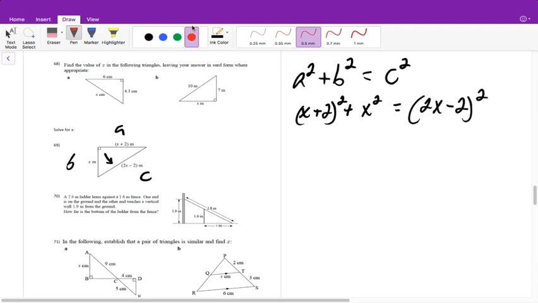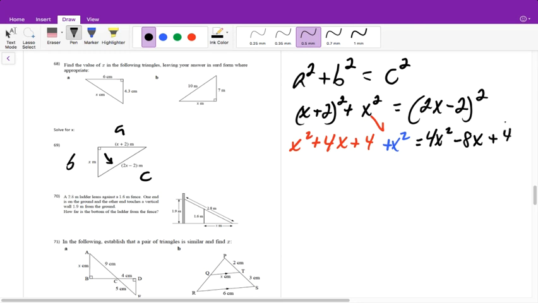I'm going to go through this quickly. If you don't know how to do this, then please come and see me, but this is equal to x squared plus 4x plus 4. This x squared is just going to be brought down, so it'll be plus x squared. And then this is going to give us, it's equal to 4x squared minus 8x plus 4. Right, then we will go ahead and solve for this by moving these all to one side of our equation.